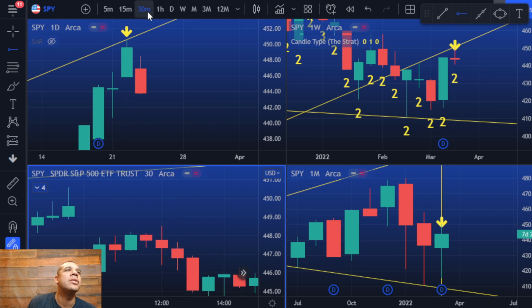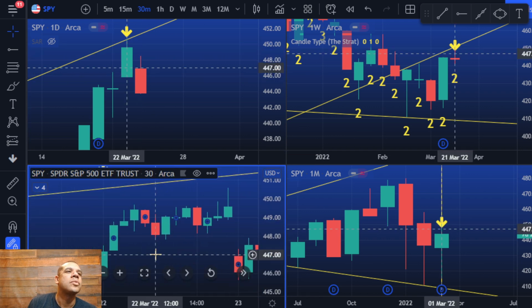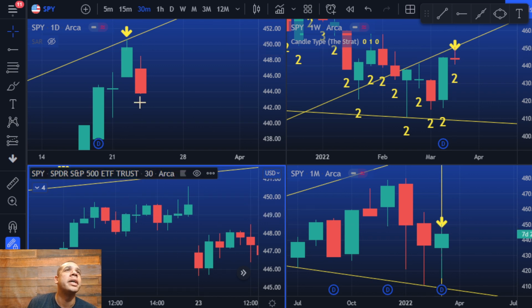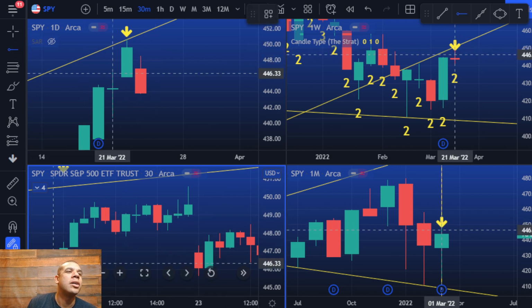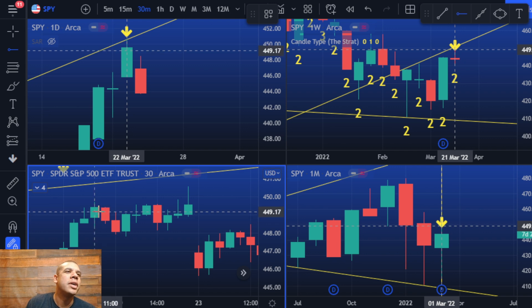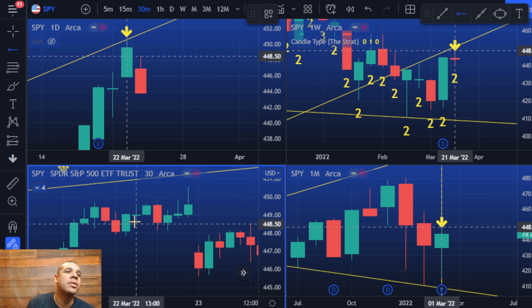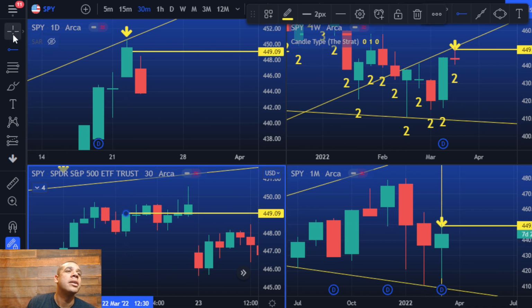Drop it down to the 30s. What do we see? You could have got in on a 2-2 reversal right here, waiting for the triangle layout. They're blasting off, they're just buying everything. And then you got your inside 30, and then 3-1-2 reversal back down. Then 2-2 reversal back up right here. That's your way in.